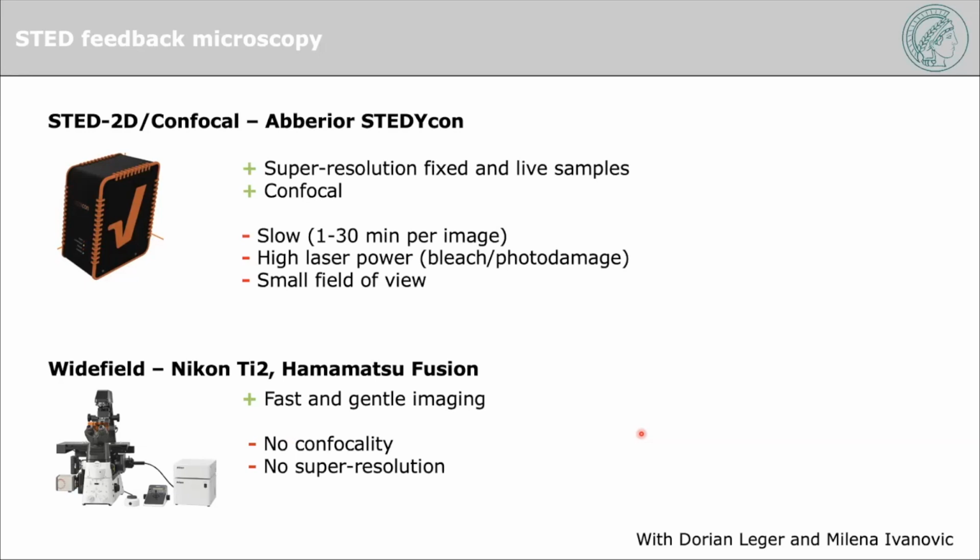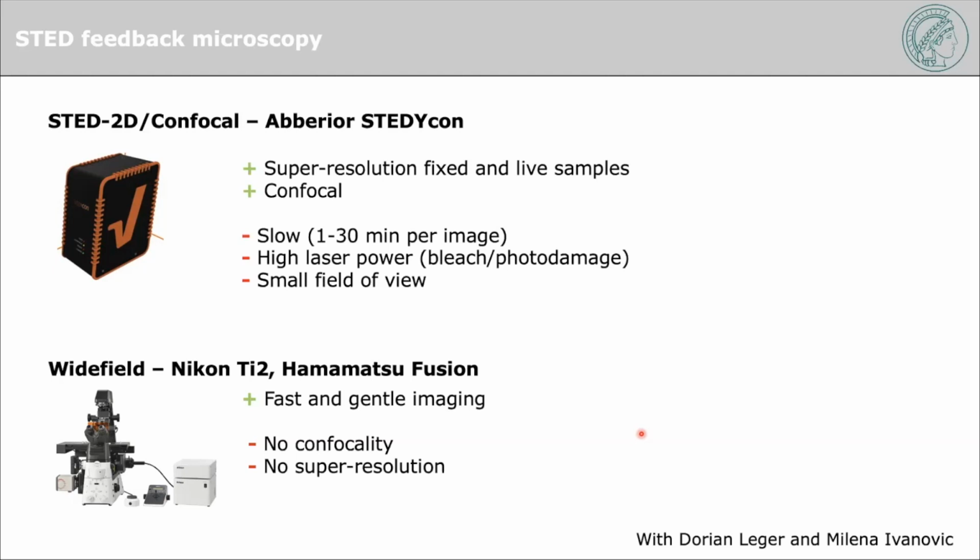So you bleach and photodamage a lot. You can acquire maybe 1 or 2 images per sample, and you have to move to the next one. And also, due to the speed, your field of view is quite small. So this is the bad side of this method.